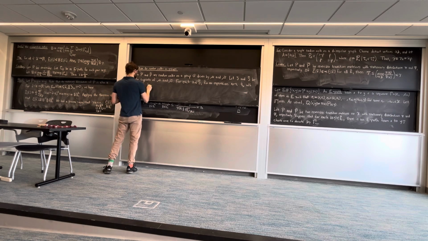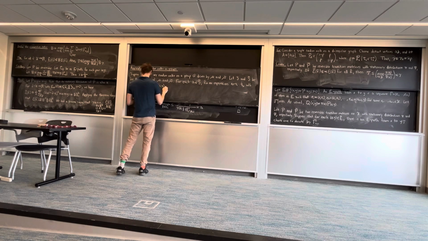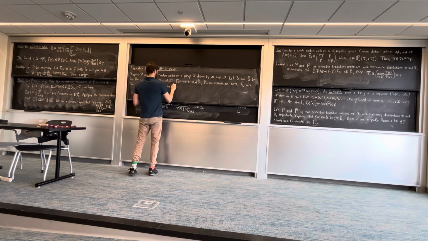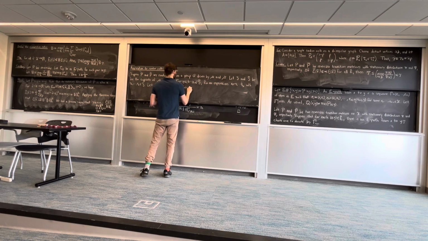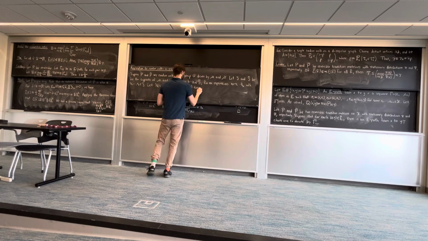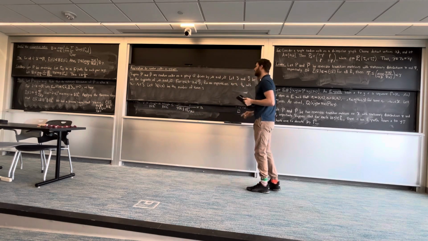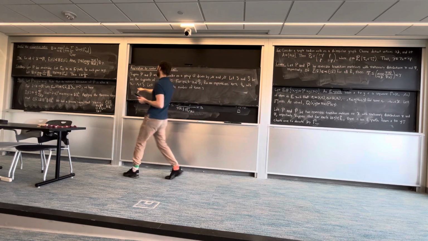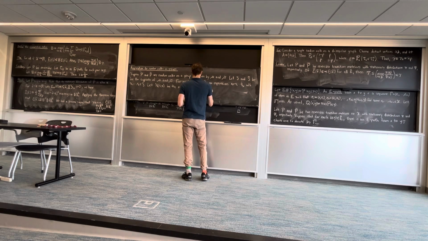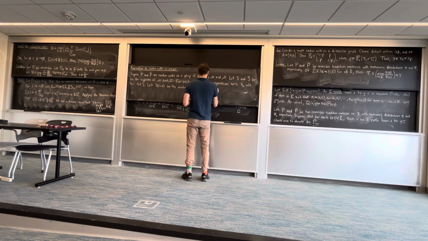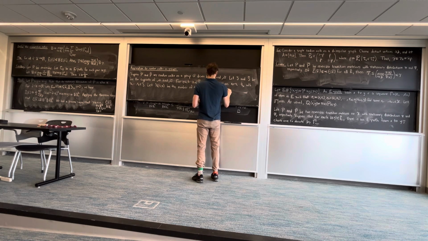And I'm going to let n of S, A be the number of times S appears in S1 through Sk. So here S is an element of capital S, and I want to know just how many times it appears in this expression that we've chosen for A.